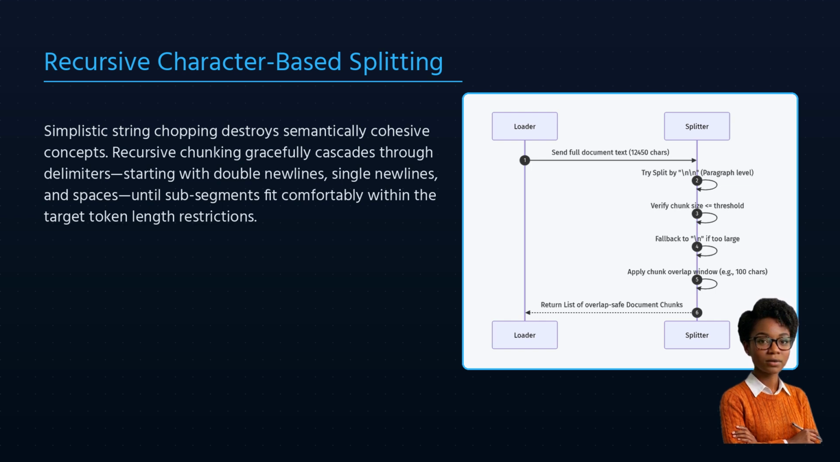This sequence diagram illustrates the step-by-step logic. The splitter starts with the largest separator, usually paragraph breaks, and splits further down to single spaces only if a chunk exceeds the maximum configuration size. By overlapping chunks, we preserve context at the boundaries. This ensures contiguous sentences remain whole, protecting semantic retrieval fidelity.